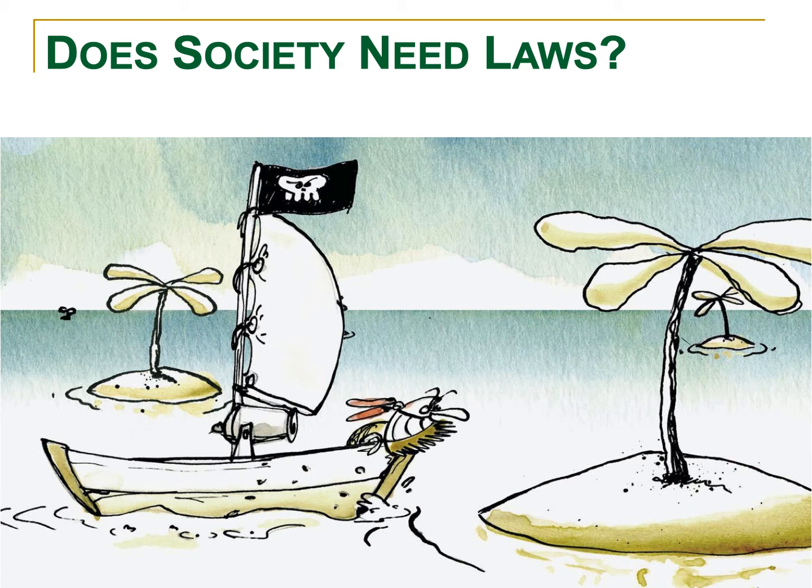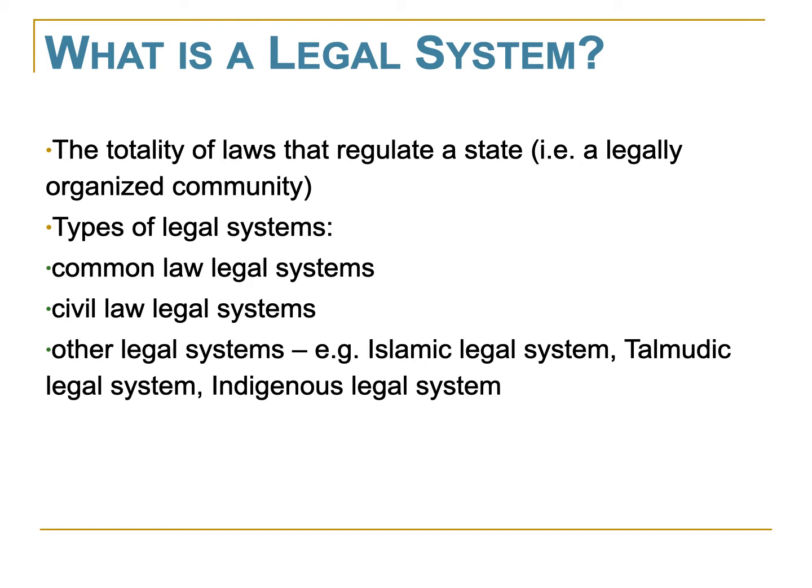are required. So now we mentioned what the legal system is. Essentially, the legal system is the totality of laws that regulate the state. It is a legally organized community. It is the collection of all of the various legal systems there. And there are types of legal systems from common law to civil law. You can have Islamic, Talmudic, indigenous, constitutional, human rights. Yeah, you get the idea. It is just the sum of everything. That is the legal system.